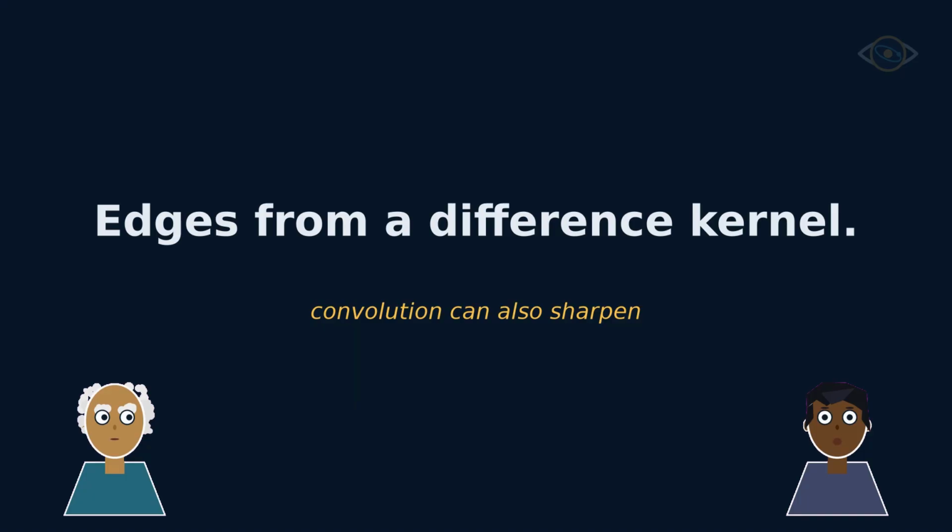So smoothing and sharpening aren't opposite machines. They're the same machine with a different little kernel. That's beautifully economical.